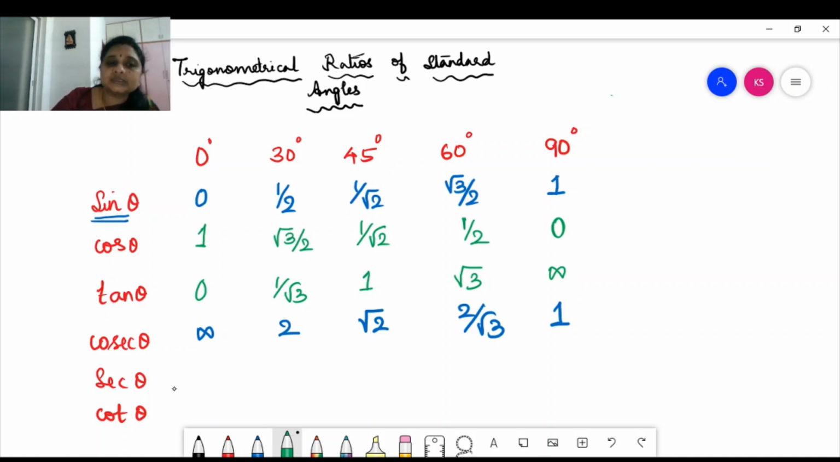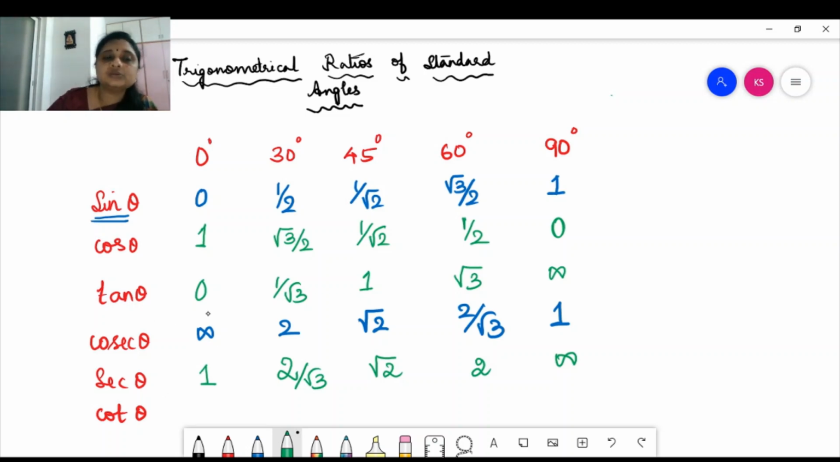Then I'm going to see the secant values. That's the reciprocal of cos theta values. So 1 by 1 is 1. Root 3 by 2's reciprocal is 2 by root 3. And then 1 by root 2's reciprocal is root 2. 1 by 2's reciprocal is 2. And 1 by 0, 0's reciprocal is going to be infinity. If you observe, secant theta values go in reverse of cosecant theta. If I start from 1 and go in the reverse order, I'll get the secant theta values.